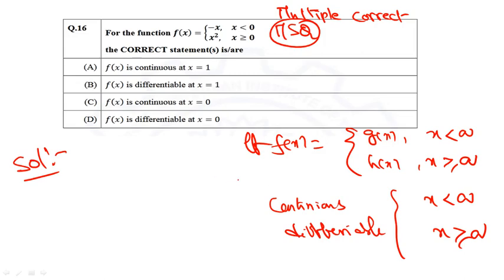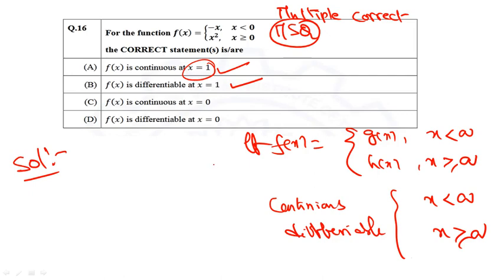So when you see the given step function f of x, x less than 0 and x greater than or equal to 0, for x greater than or equal to 0 we have x square. So at x equal to 1 it is continuous and differentiable. We're bothering about x equal to 0 only.